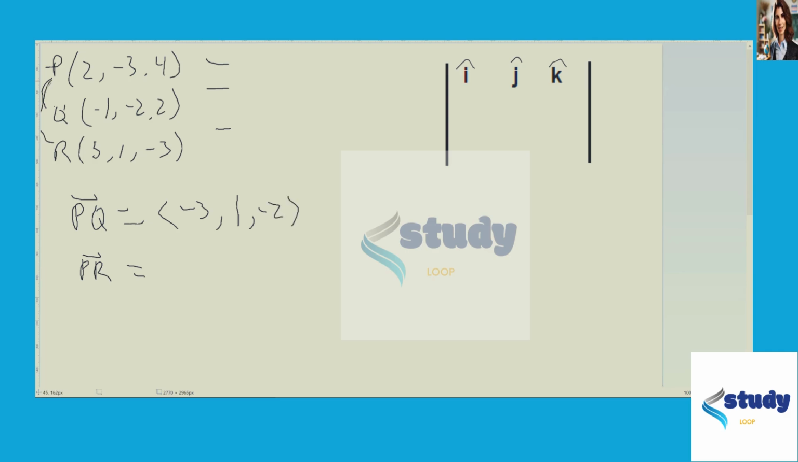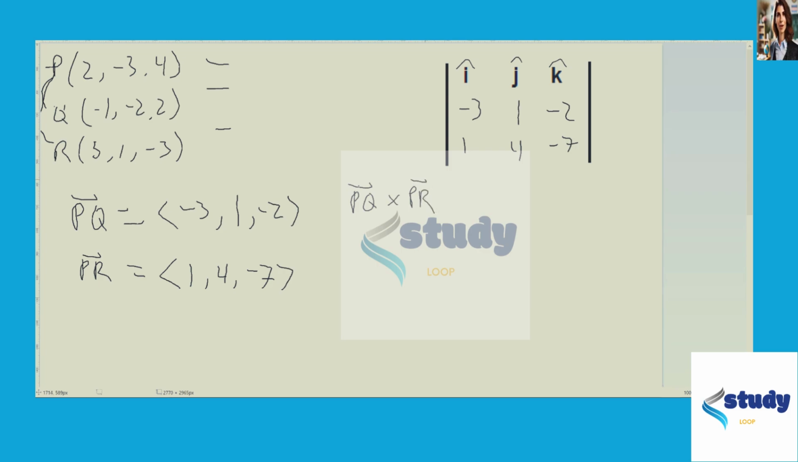And then PR, that's R minus P. That gives us 3 minus 2, 1 minus -3, and -3 minus 4. We can take these two vectors and plug them into our matrix here: 1, 4, and -7, so that we can find the cross product PQ cross PR using the method from our textbook.